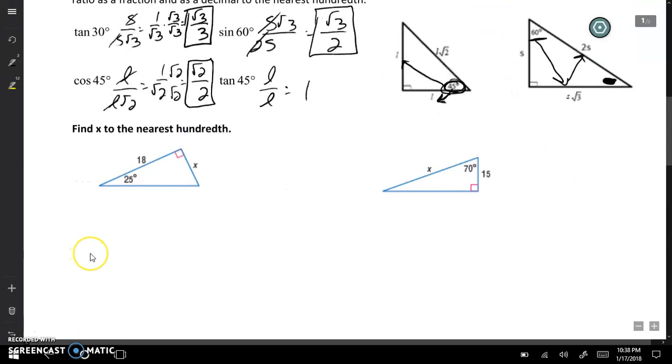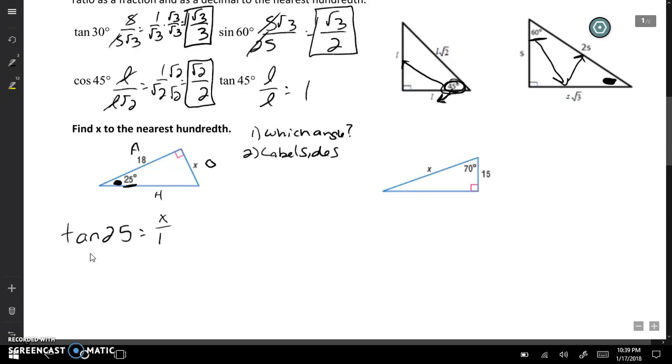Okay, now we can use these things to find sides. The first thing you have to find is which angle you are using. In this case, we're using the 25, so we're using this angle. Then you should label your sides. Going across, there's your opposite, there's your adjacent, there's your hypotenuse. What uses opposite and adjacent? Well, that's tangent. So we write down tangent of 25 is equal to x over 18.